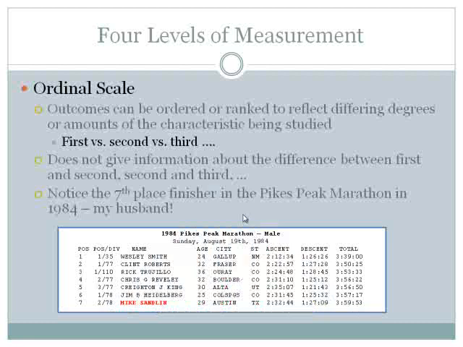The next level of measurement gives us a little bit more information, and what you're going to see as we go from nominal up through the four is that each of them gives you more and more information. So the next one is ordinal scale, and this is ranked data. And you can see at the bottom there are some finishes in the 1984 Pikes Peak Marathon. So again, a little bit more information.